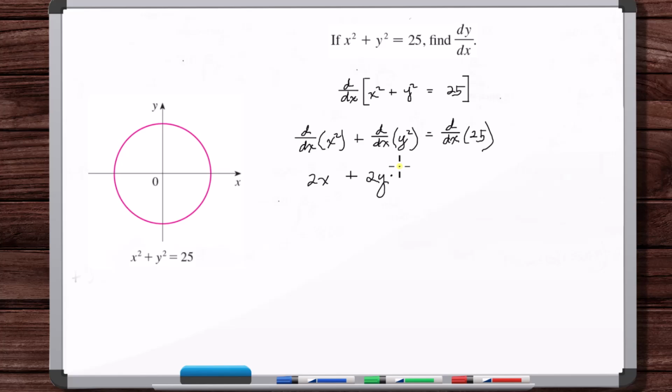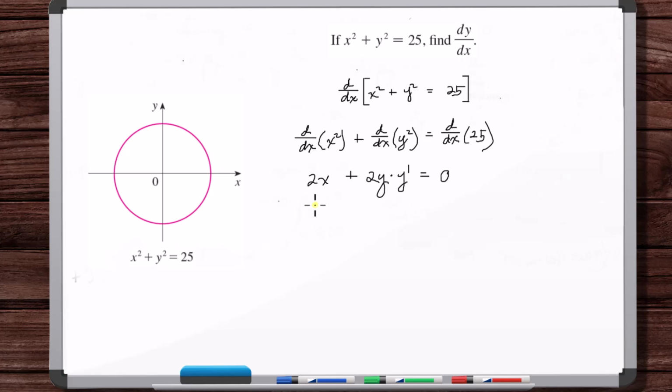What is the derivative with respect to x of y? That's dy/dx. That's what we're looking for. I'll just put y prime, but that's dy/dx. You see? Here, when we did that, we said times the derivative with respect to x of that something. That was just x. That was dx/dx, that's 1. Here, it's dy/dx, and that is equal to the derivative with respect to x of 25. That's just a constant, 0.